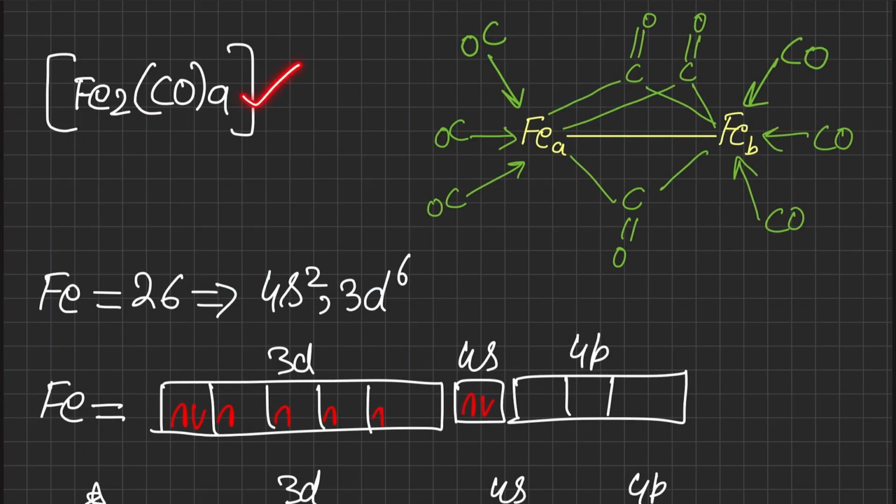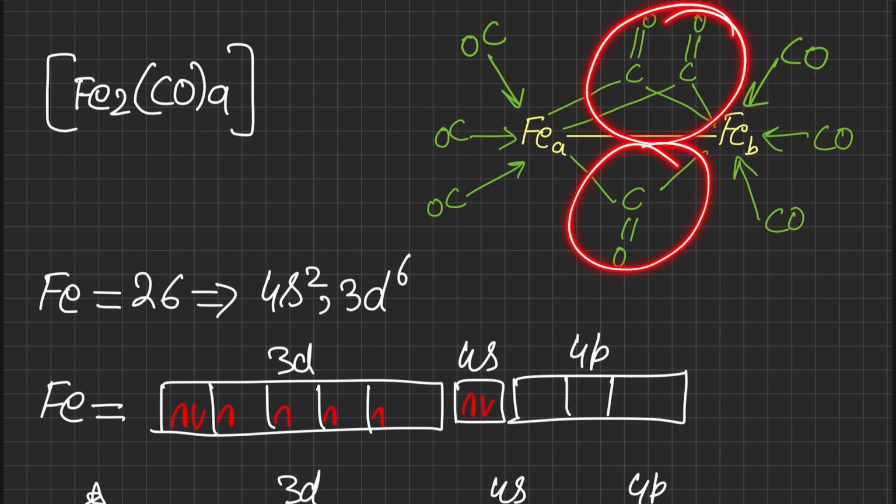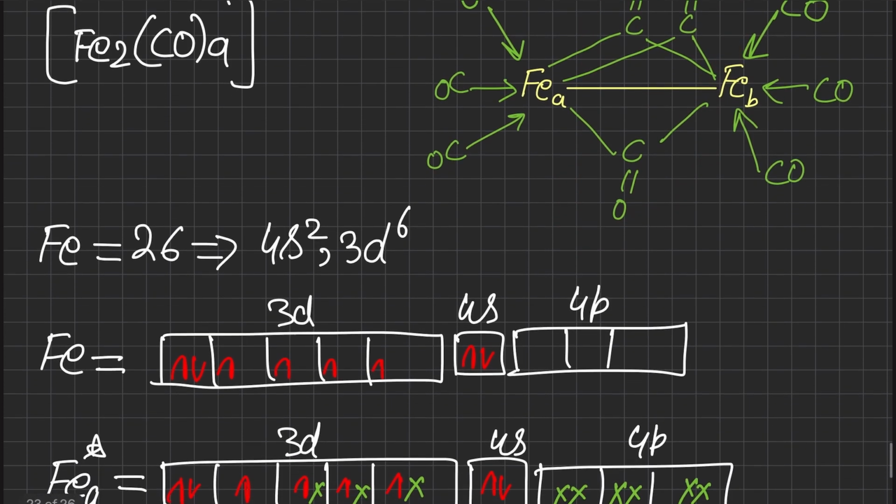Now the next example is enneacarbonyl diiron, and this is the overall geometry of this molecule. Again, it contains two atoms of iron that are attached with each other. Each iron atom, both A and B, is attached with three carbonyls, and in this there are now a total of three bridging carbonyls.